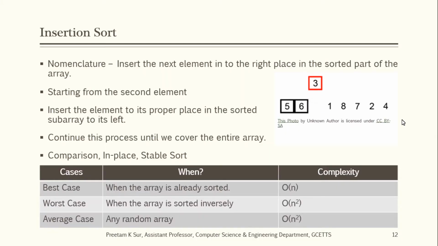Now the worst case is when the array is inversely sorted. In that case, in every iteration, all the elements in the left sorted subpart have to be shifted one place right, and the element which we are going to insert is inserted in the first position in all the iterations. That is when the worst case happens in insertion sort, and it gives you order of n square time complexity. In the average case, for any random array, it is going to take order of n square as it does in the worst case.